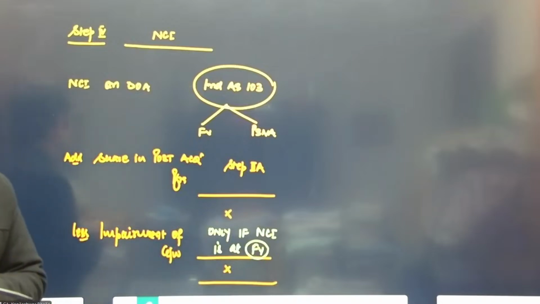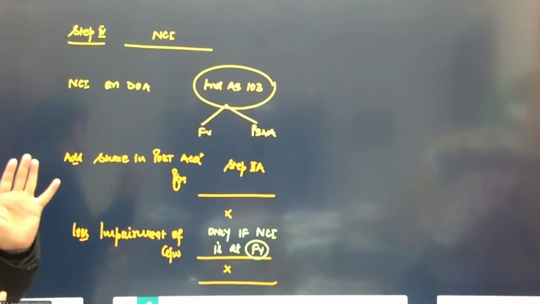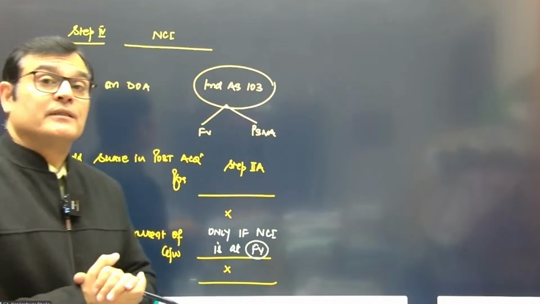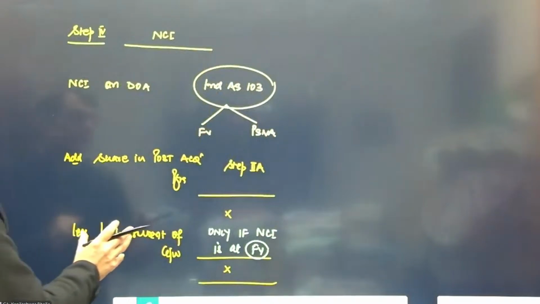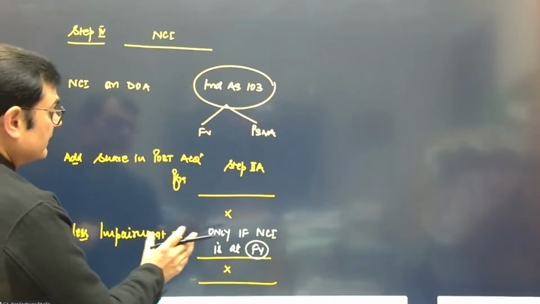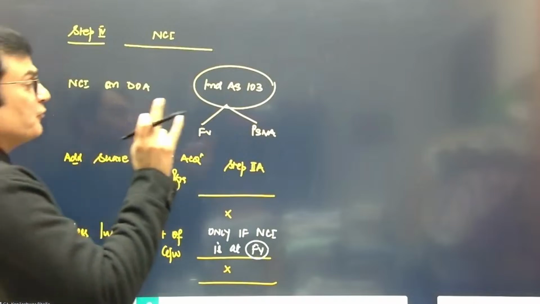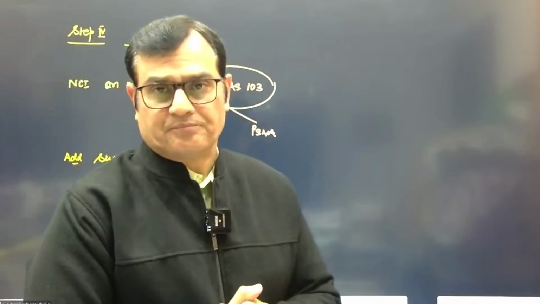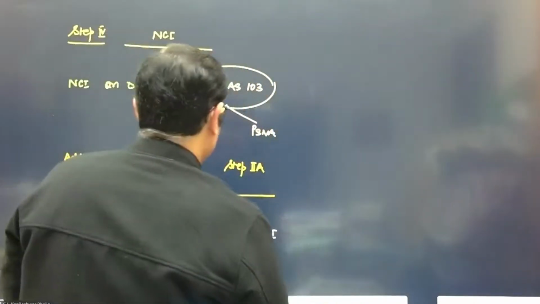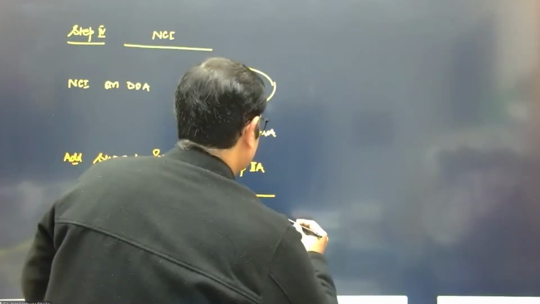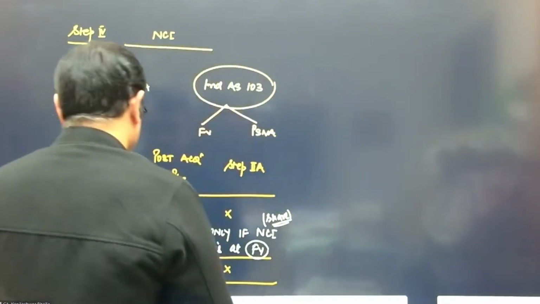If the NCI is at a fair value, then only the impairment of goodwill will stand reduced at this particular stage. Because in this particular case, if the NCI is supposed to be at a PASNA, the goodwill impairment is borne only by the parent company. So you need to get your focus very clear. The goodwill impairment is going to be borne by the NCI only if it is at a fair value. That's a focus point in terms of step 4. Now, in this case, when you consider the goodwill impairment, of course, you will consider the share of the NCI.